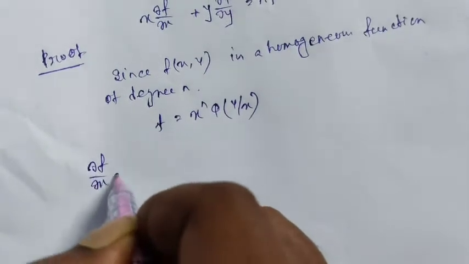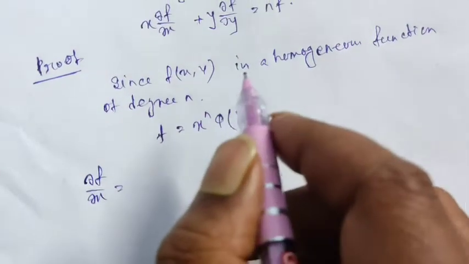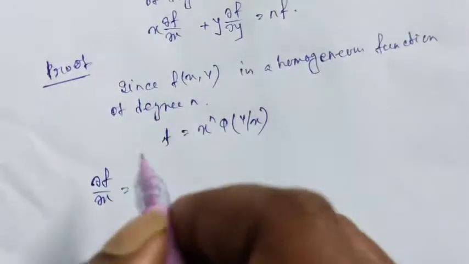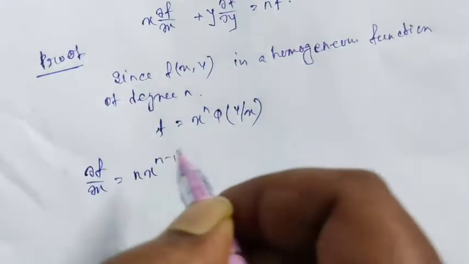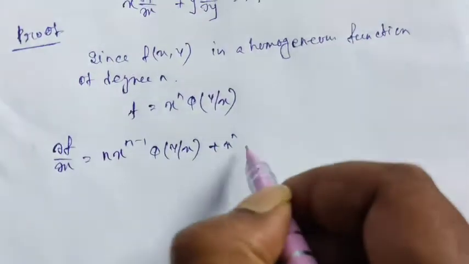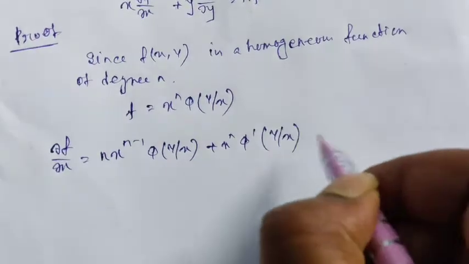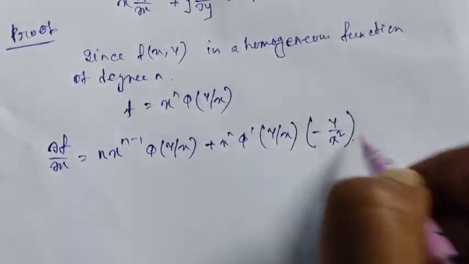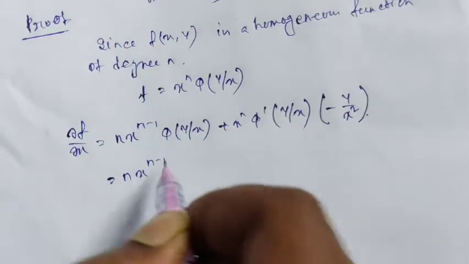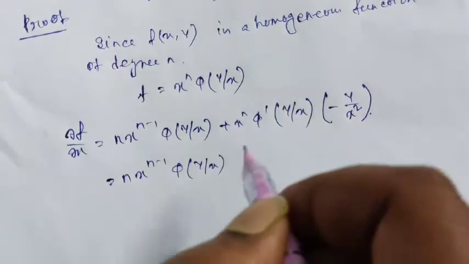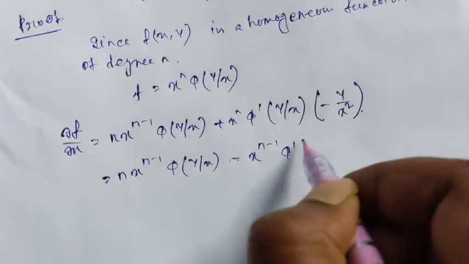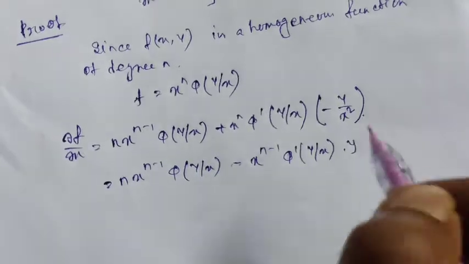That is del f del x is equal to, here we have to use the product formula for the derivative of two functions. We get n x to the power n minus 1 phi of y by x plus x to the power n phi dash y by x into minus y by x square. And if we simplify, we will get n x to the power n minus 1 phi of y by x minus x to the power n minus 1 phi dash y by x into y.